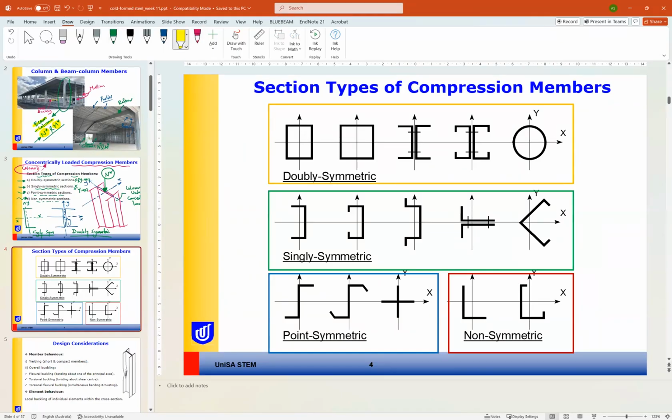The first one here is an example of doubly symmetric section, which includes any hollow section like rectangular hollow section, square hollow section or circular hollow section, because they are symmetric about the x-axis and y-axis. Or it can be a double channel like this one or this one. So double channel, lipped or unlipped channel. This one is unlipped.